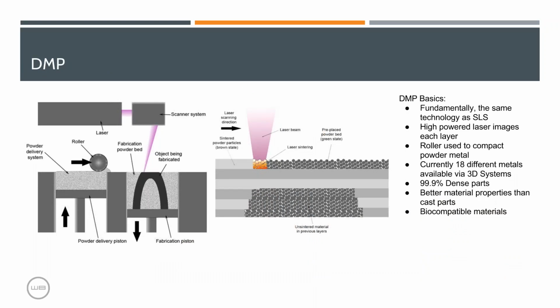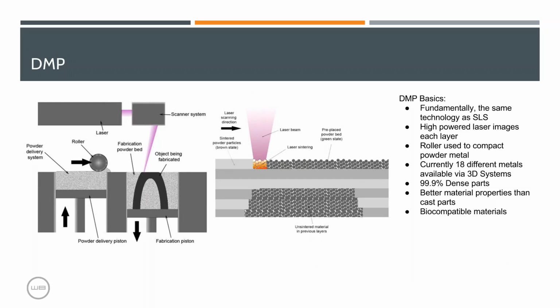Now, direct metal printing, very, very similar to SLS. The only difference is, honestly, the strength of the laser that's being shot in there, and then also the material that it's shooting into, which is now, in this case, a powdered metal. So fundamentally the same as SLS.